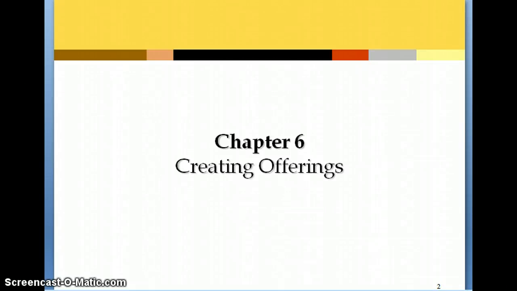Hello everyone. This week we are going to focus on Chapter 6, Creating Offerings. Some of the learning objectives of the chapter are: number 1, distinguish between the three major components of an offering: product, price, and service. Explain from both a product-dominant and a service-dominant approach the mix of components that comprise different types of offerings. Distinguish between product platforms and product lines.